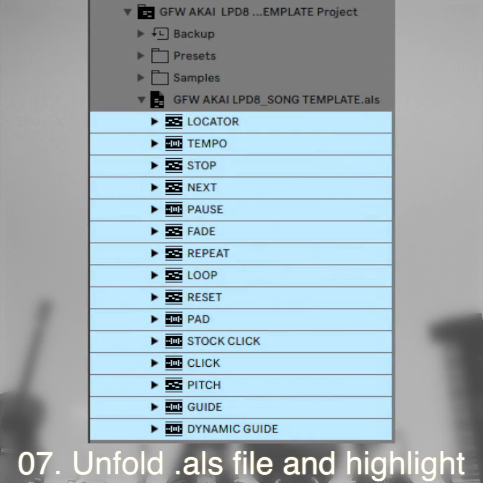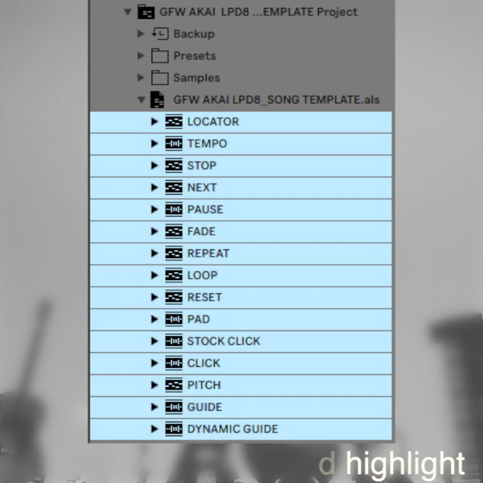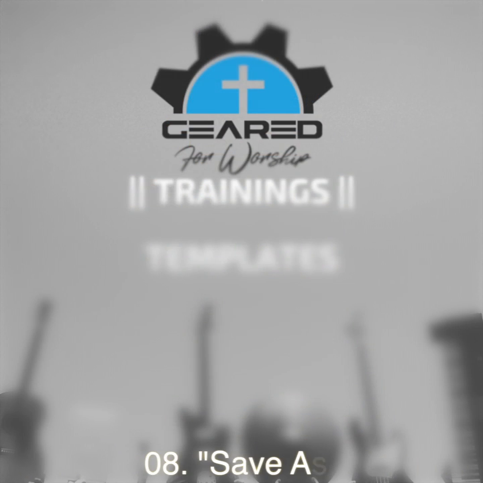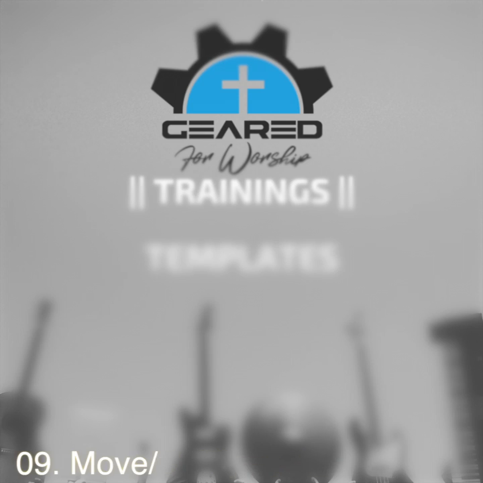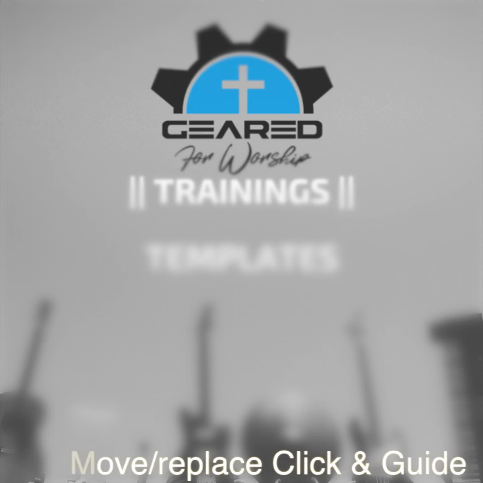7. Unfold the ALS file and highlight Locator down to Dynamic Guide. Now drag to the top of your multitracks file. 8. Now importantly, save as and rename in a folder. 9. Now just move click track to stock click and guide to the new guide track and delete the old tracks.